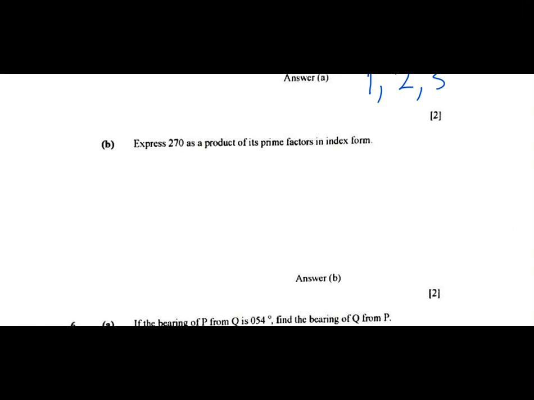So to express a number as the product of its prime factors, we need to divide by the smallest prime factor. So we first try to divide by 2. If it's divisible by 2, we keep dividing by 2 until it cannot, and then we move on to the next prime number. So 270 divided by 2 gives us 135. But 135 is an odd number, it cannot be divided by 2. We move on to the next prime number, 3.